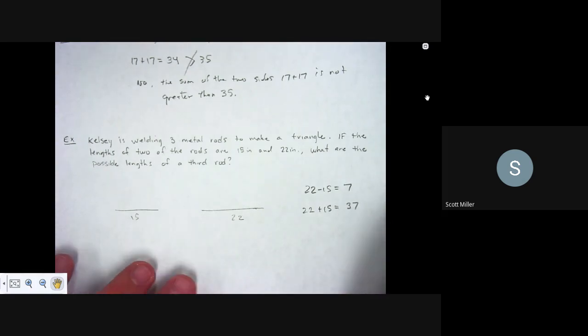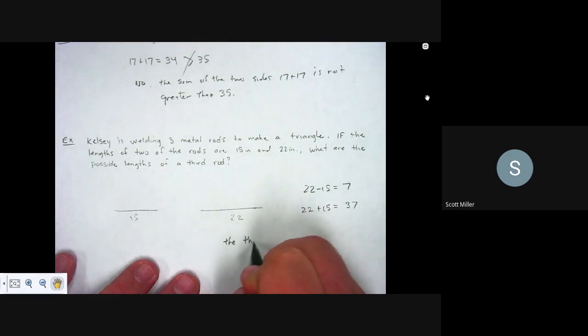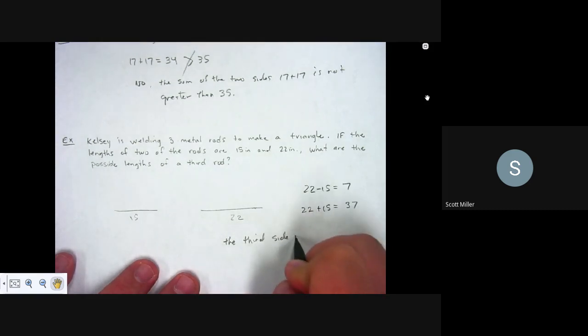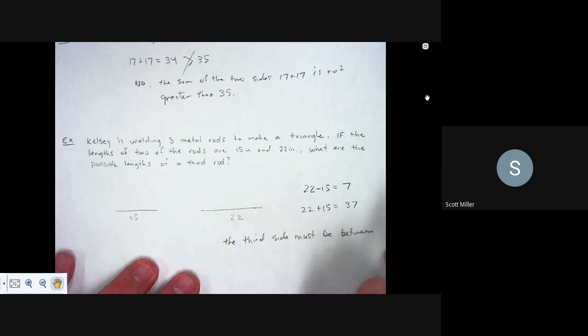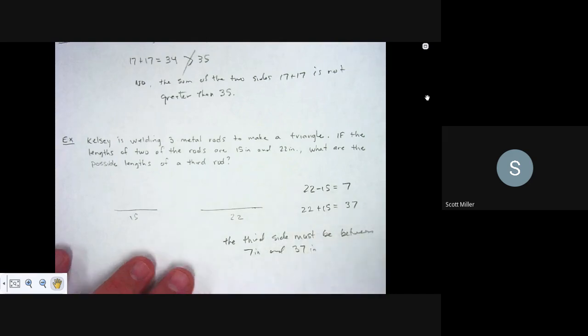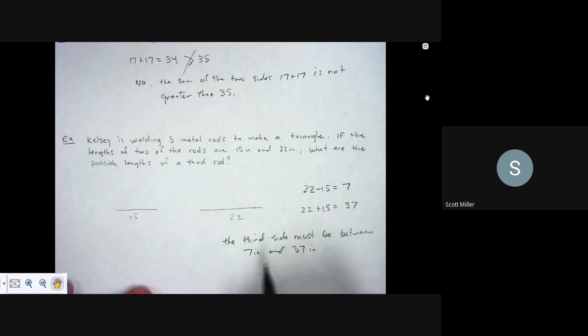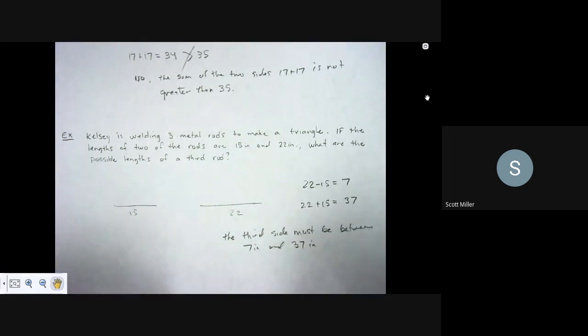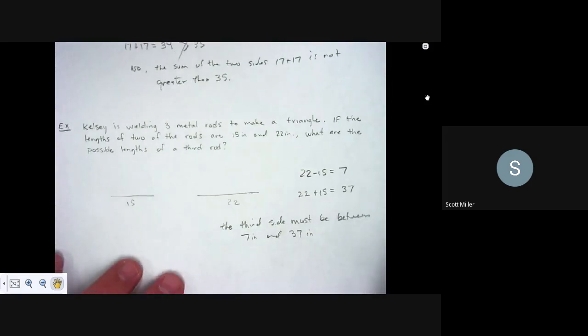And so what that means is your conclusion is the third side must be between 7 inches and 37 inches, in between them. So that brackets the third side, it has to be in there. If you go too much bigger, then you're not going to have a triangle. Okay. All right. So there you go. And that is 5.4, and that ends this lesson.